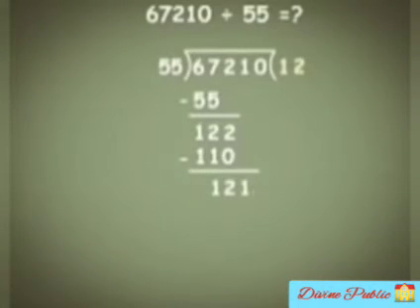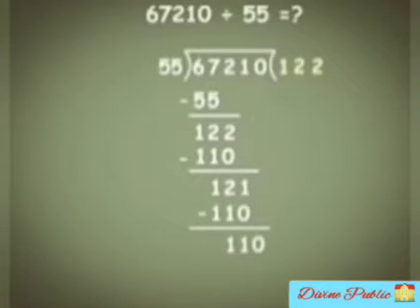Now bring down 1 from the tens place. So divide 121 by 55, as 55 multiplied by 2 equal to 110. So write 2 in the tens place of the quotient and 110 below 121. Again subtract 110 from the 121, which is equal to 11. Now bring down 0 and divide 110 by 55.